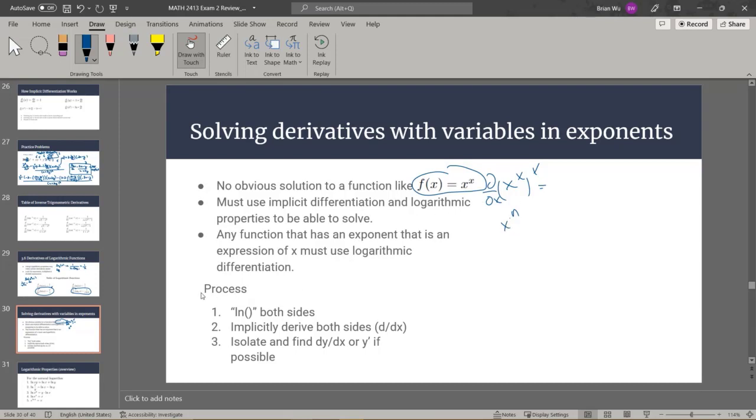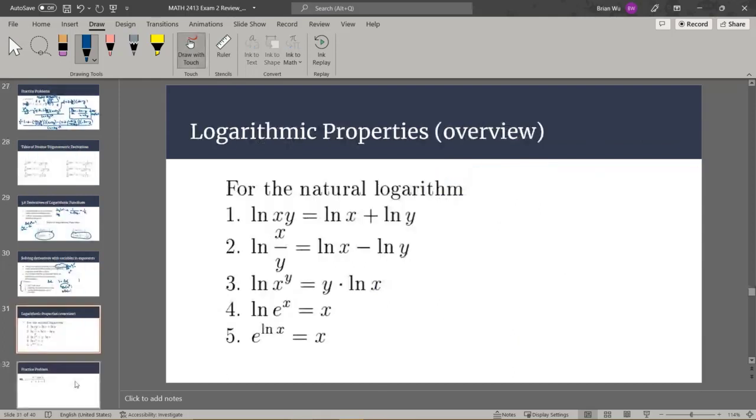So in situations like this, the process of solving these would be to, quote unquote, ln both sides, which means you apply logarithms to both sides of the equation. You implicitly differentiate, that's what we had in 2.5, and then we isolate and find the derivative that way. We know that a property of logs is that if there's anything in the exponent, you can bring this out, and this would be equal to 2 ln x. And this is just an overview if you guys need reminders. You can find this in the PowerPoint later.